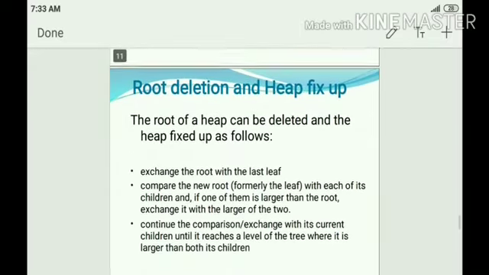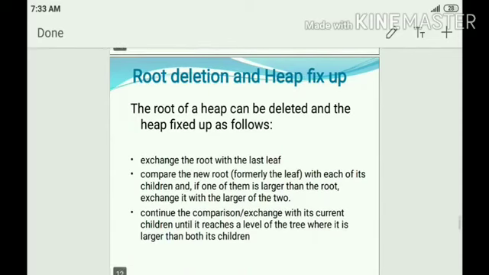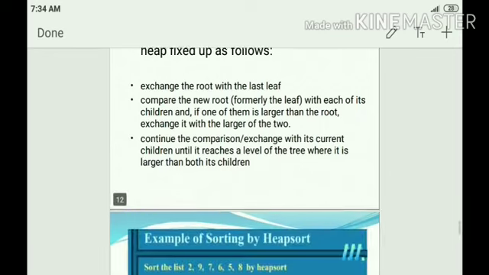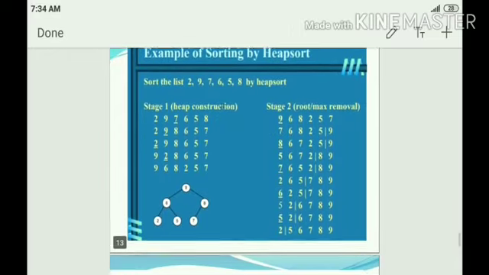So what does the root deletion algorithm say? The root of a heap can be deleted and the heap is to be fixed by following these steps. Very firstly, replace the root with the key in the last leaf and then compare the new root with each of its children. If one of them is larger than the root, exchange it with the largest of these two children and continue this comparison or exchange with its current children until it reaches a level of the tree where it is larger than both its children. So let us see how it works with the help of an example here.